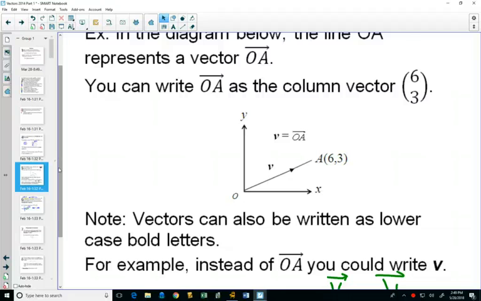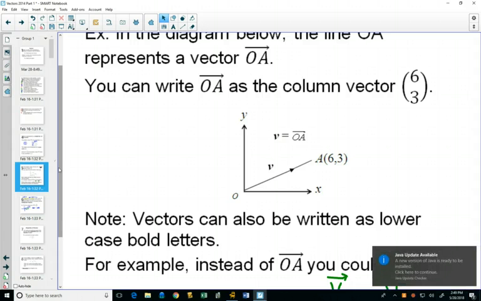Now you'll see in some textbooks when they draw a vector, they put the arrowhead in the middle of the line. You can put the arrowhead on the end of the line. It doesn't matter. Is it all right for you to put it at the beginning or at the back? The beginning would be a little confusing. So in the middle of the line.